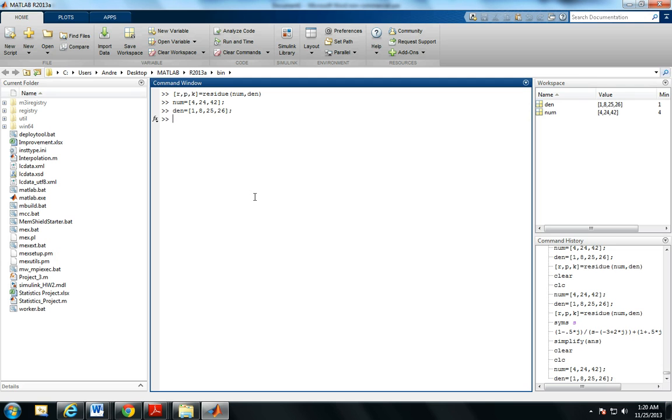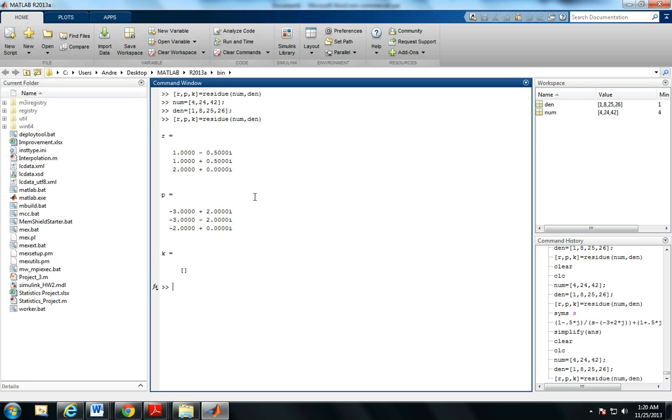Now we could just pop those into our residue function, which has the syntax as follows: [r,p,k] = residue(num, den). And these are our outputs. The r vector contains the residues corresponding to each of these poles. So this residue would correspond to this pole. This residue will correspond to this pole, and lastly, this residue will correspond to this pole. Now the k vector is 0 because in this case the fraction was actually proper, but in the case of an improper fraction where the numerator's degree is greater than or equal to the degree of the denominator, this would be a non-zero term.